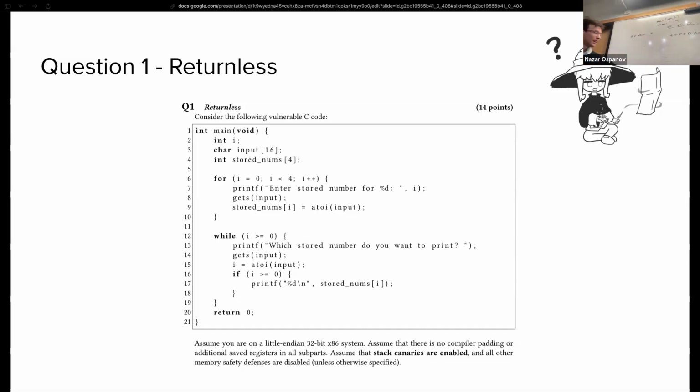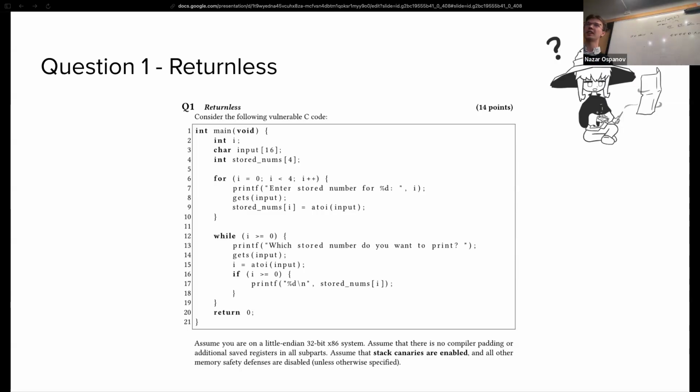Sorry about that. So now when we're trying to access stored nums at index 9, what's going to happen is we're going to skip this block of code. We're going to skip those 4 bytes, and then we're going to print out our canary. And that's how we leak the canary.